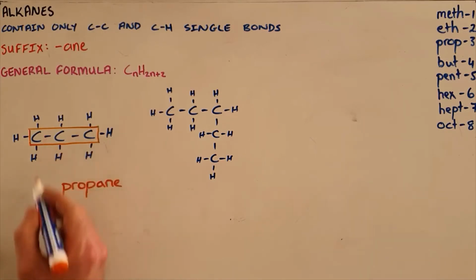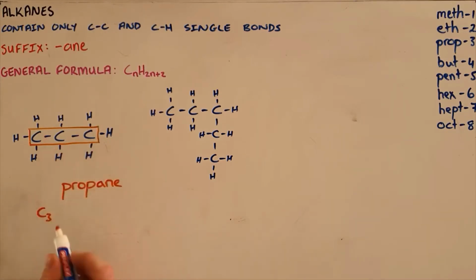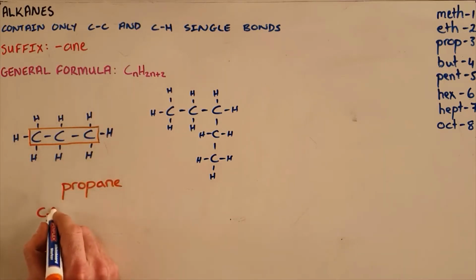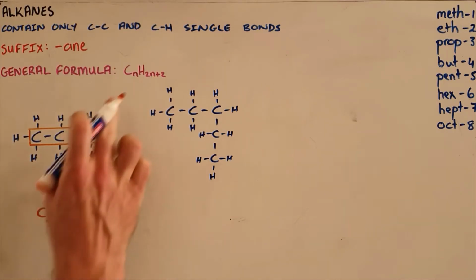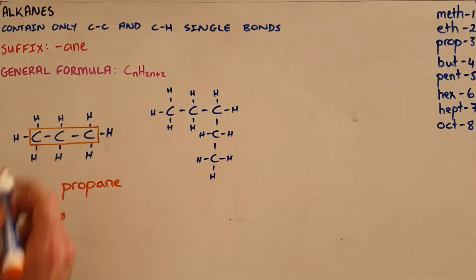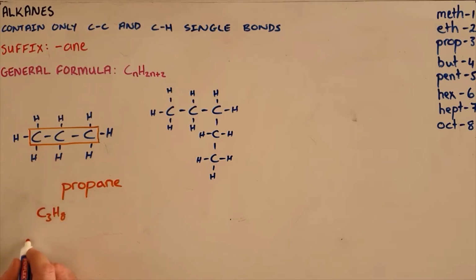We can see here that this compound contains 3 carbons and 8 hydrogens, and therefore abides by the formula CnH2n+2. We can also draw this in condensed structural formula as CH3CH2CH3.